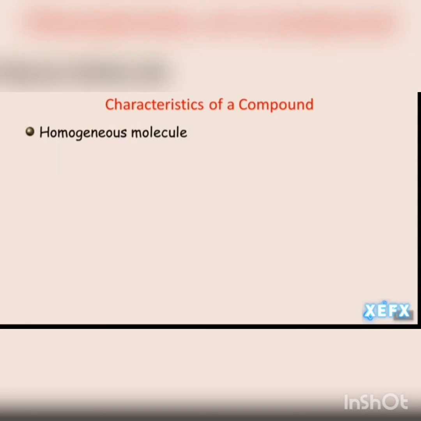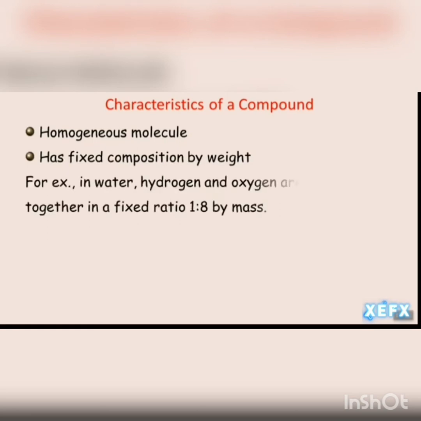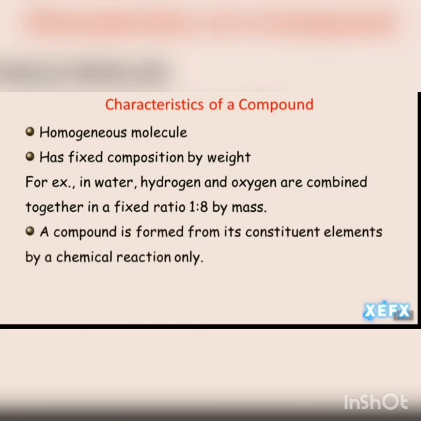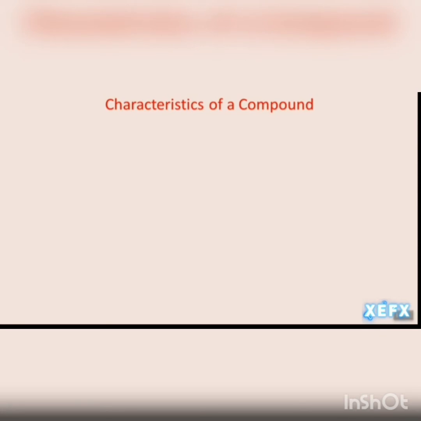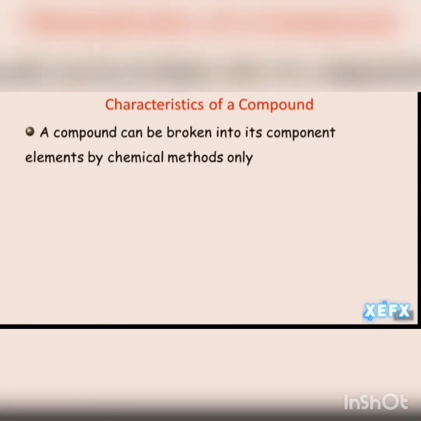Characteristics of a compound: it has homogeneous molecules, and it has a fixed composition by weight. For example, in water, hydrogen and oxygen are combined together in a fixed ratio of 1:8 by mass. It is very important. You should know that hydrogen and oxygen combine in a fixed ratio of 1:8 by mass. And a compound is formed from its constituent elements by chemical reaction, not physical reaction, chemical. So these are the characteristics of a compound.